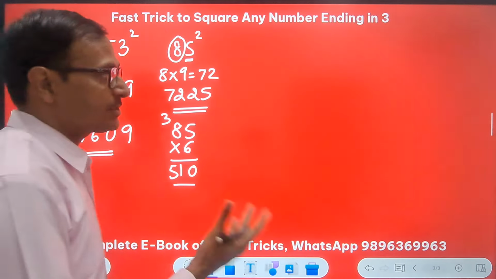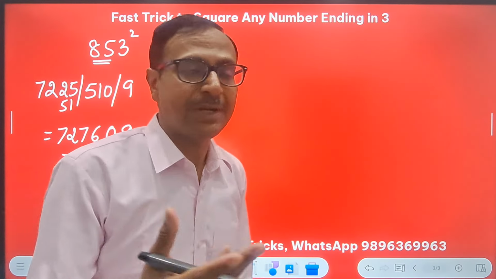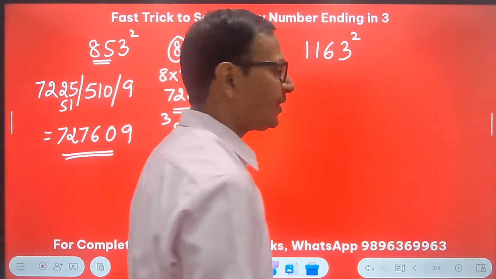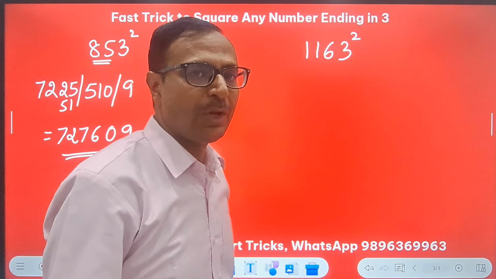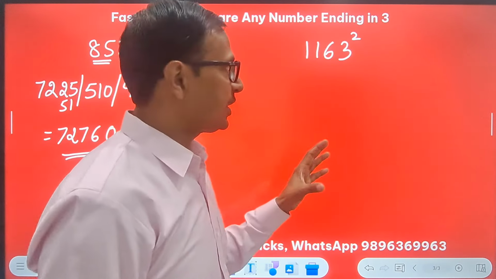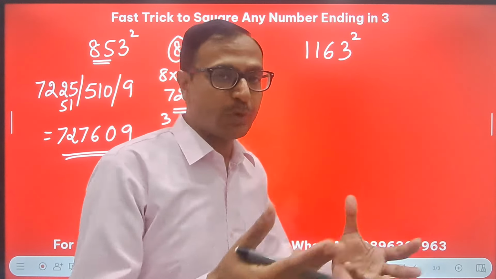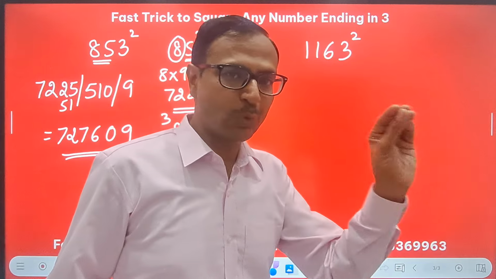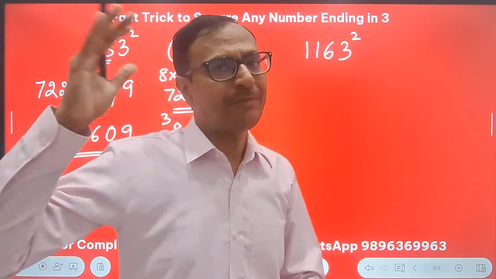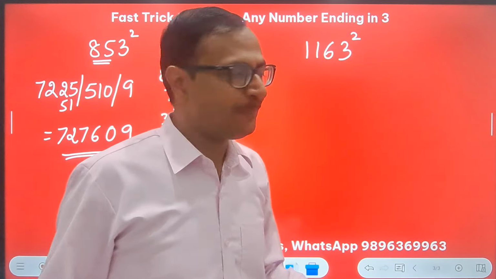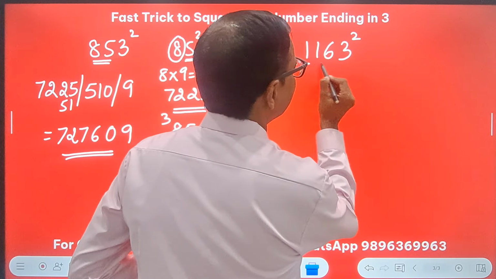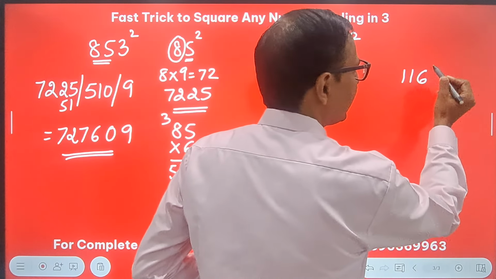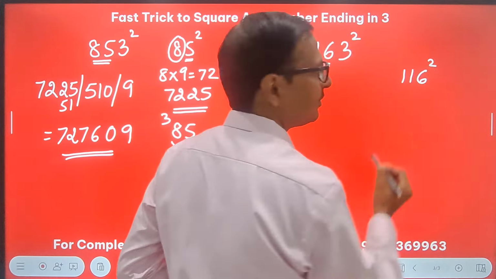I can extrapolate this to even 4-digit numbers. Let's take 1163 square. So I am taking different examples so that you can actually practice this using 2-digit, 3-digit, 4-digit, even 6-digit numbers. And if you have basic knowledge of squaring of 2-digit, 3-digit numbers, then 4 and 5-digit numbers will not be a tough job. Let's see this one. So apart from the 3, we have 116. So I need 116 square first. How do I do that?